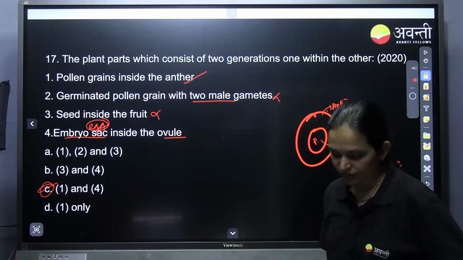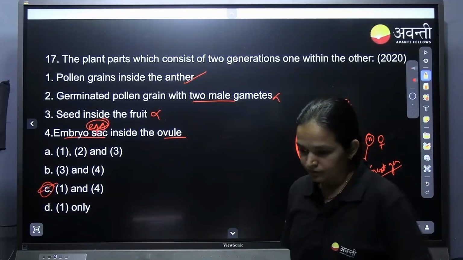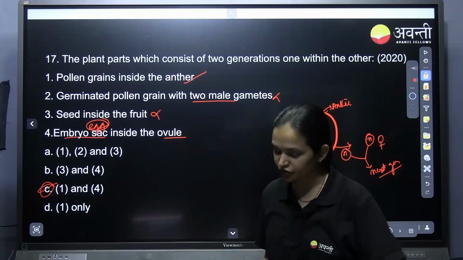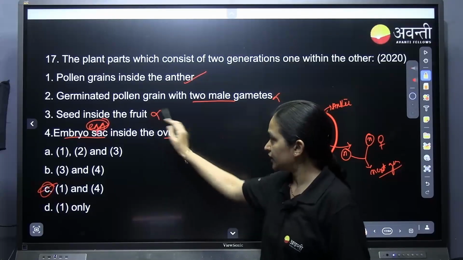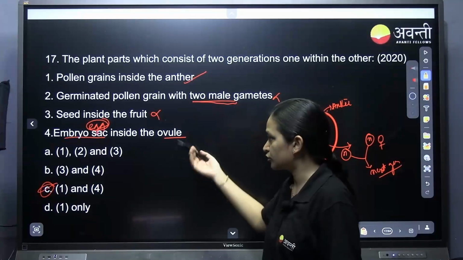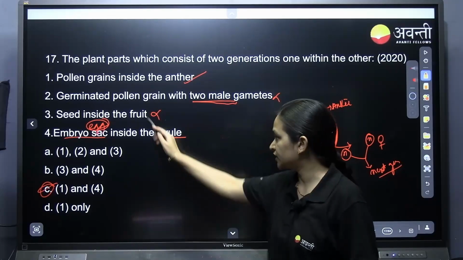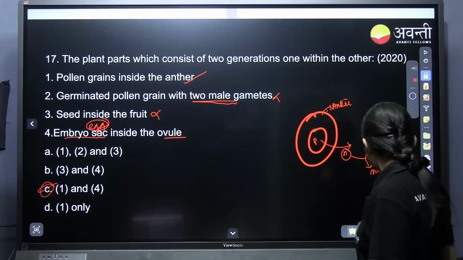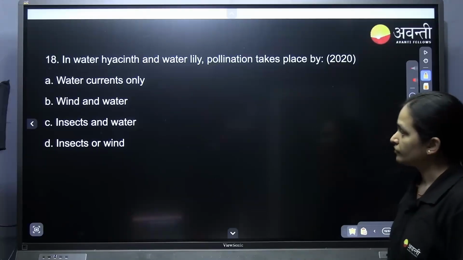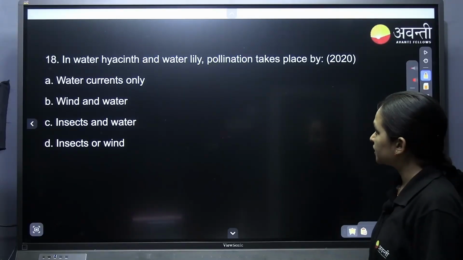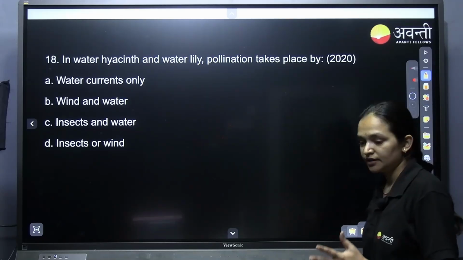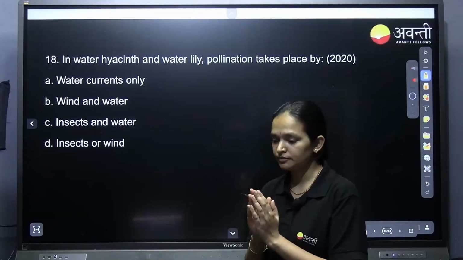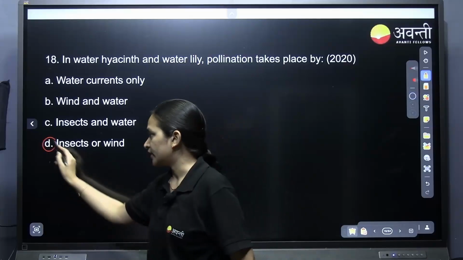Understood? Any doubts? So we need to find one of this generation and another one of the previous generation. In these two, the male gametes are also of the next generation, and this is the resultant of it. So we cannot say 2 and 3, it is 1 and 4, which means C is the correct answer. In water hyacinth and water lily, pollination takes place by, yes, this is the third time we are repeating this question maybe. Yes, tell me. Insects or wind. Very good.